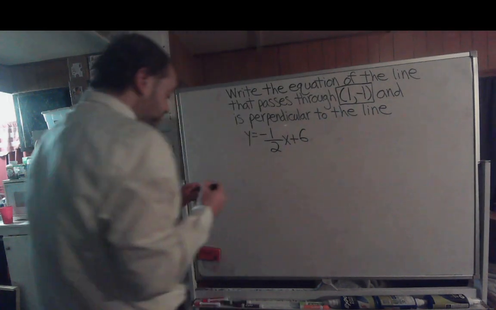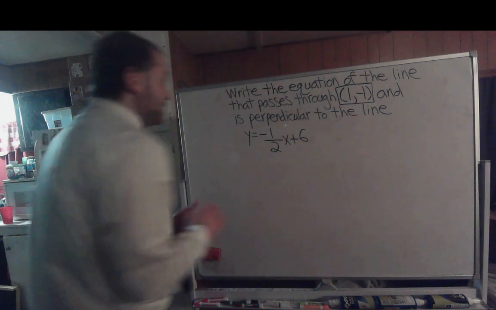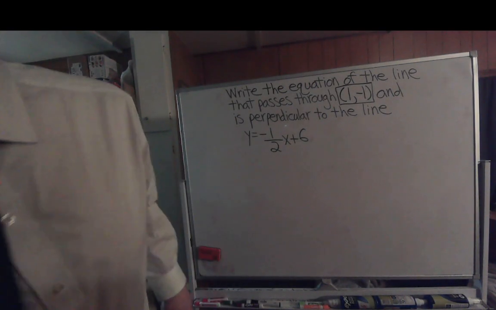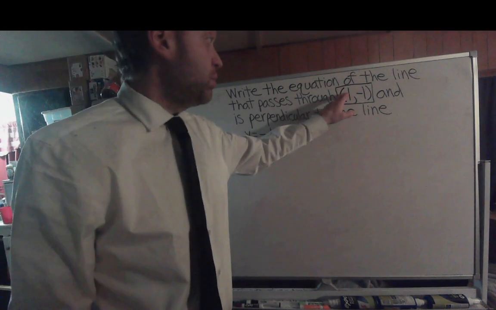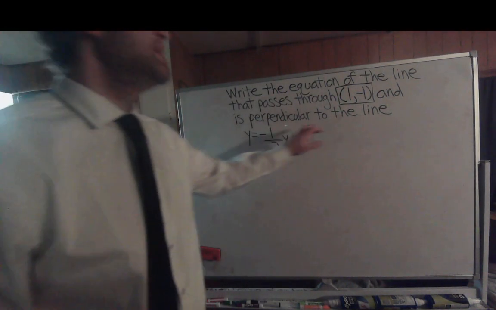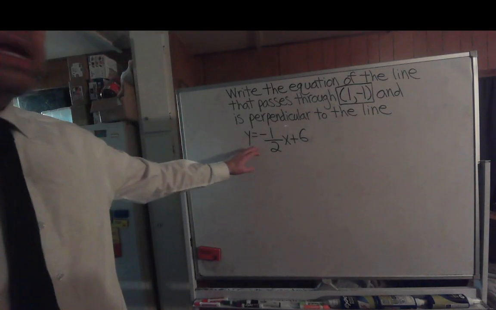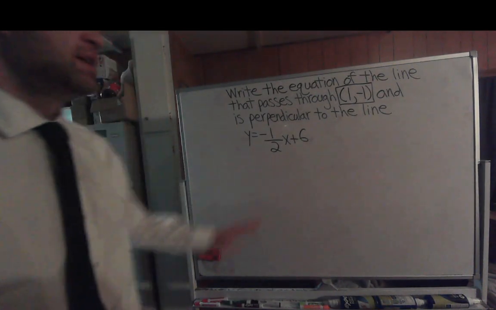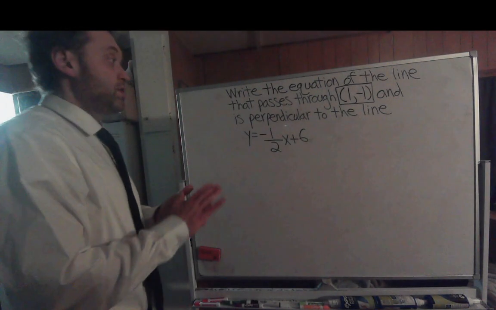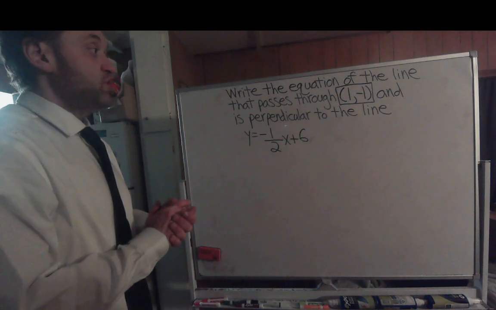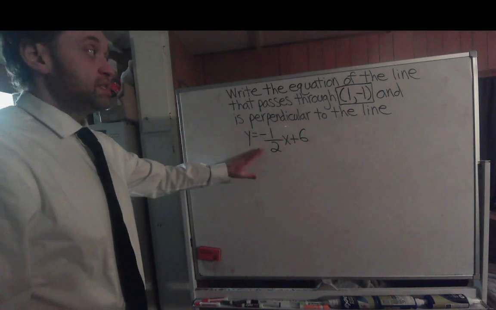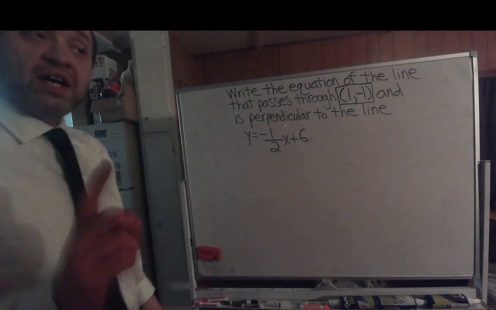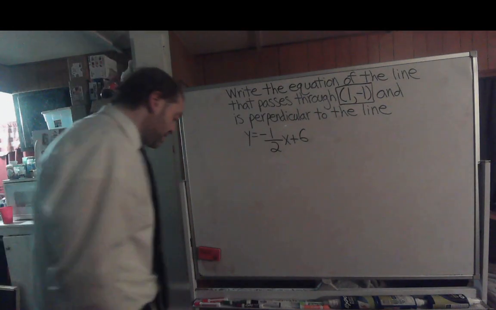All right. So here's what we're up against. Write the equation of the line that passes through the point (1, -1) and is perpendicular to the line y equals -1/2 x plus 6. A bit different here. So you're given the equation of a line that's supposed to be perpendicular to, and you're given a point that the line passes through. It's not as bad as you think.